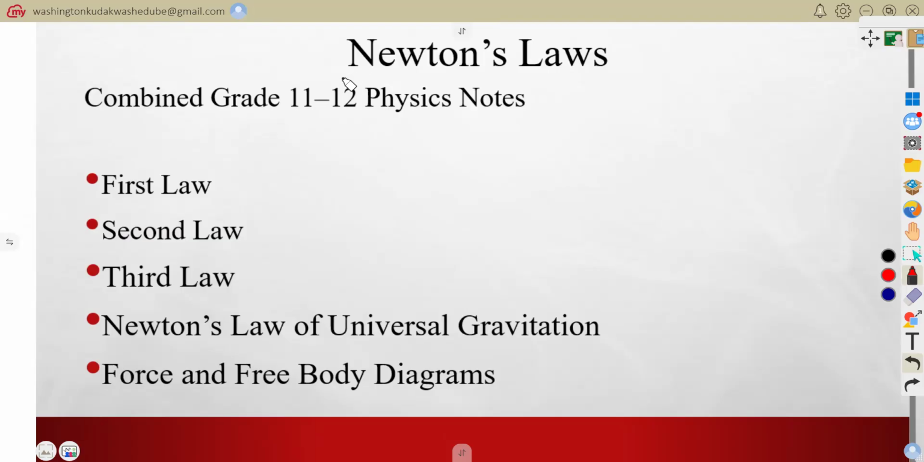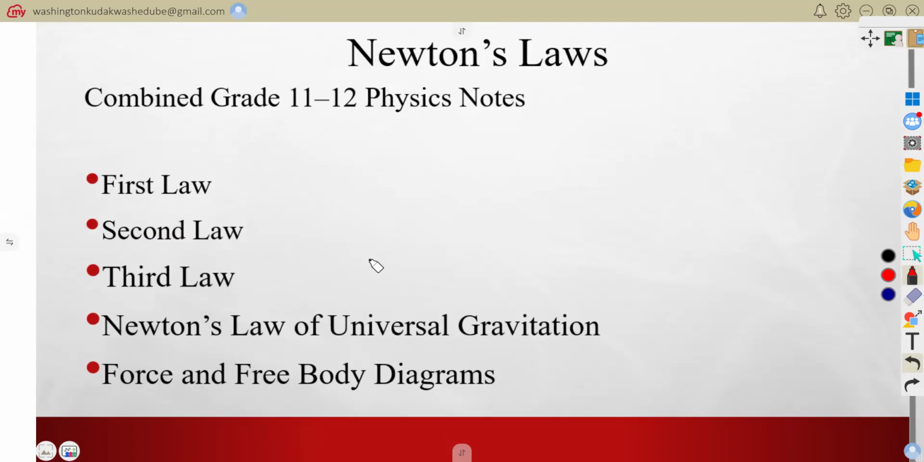So in this video, we are going to look into Newton's first law, define it and explain it, go into Newton's second law as well as Newton's third law, and finally we are going to look into Newton's law of universal gravitation. Before we close, we are going to look into representation of forces in terms of combining forces and Newton's laws. We are going to look into what we refer to as forces and free body diagrams.